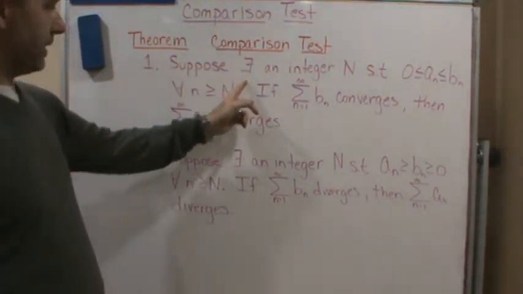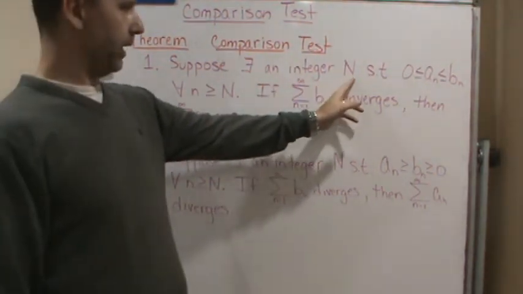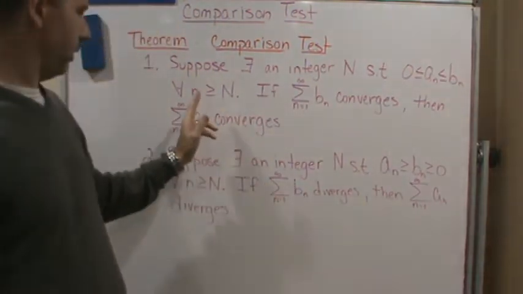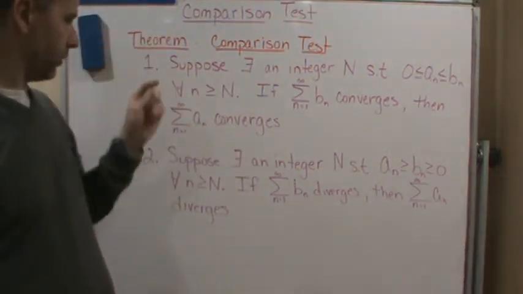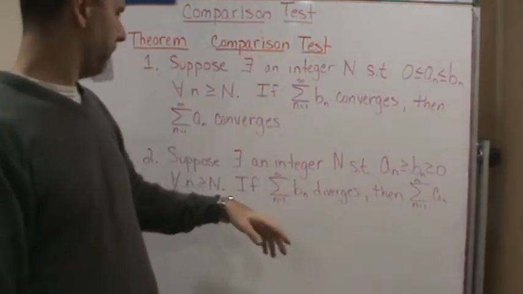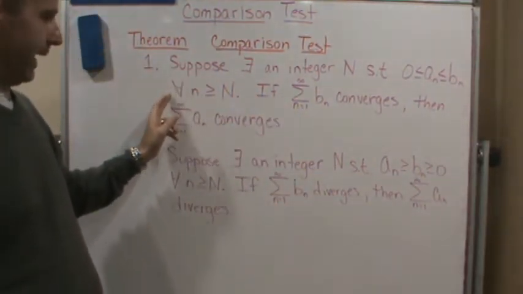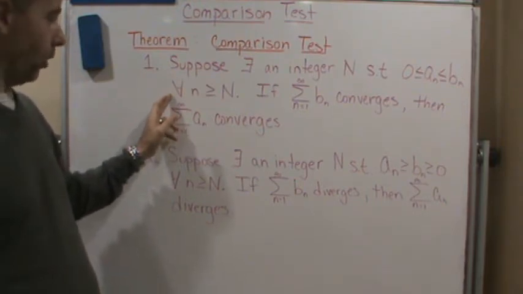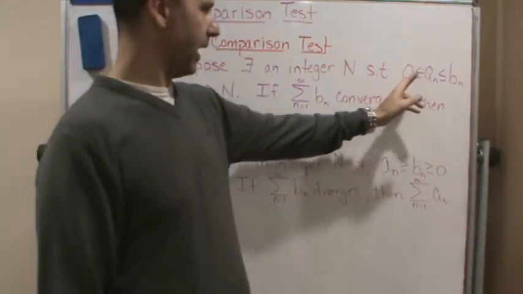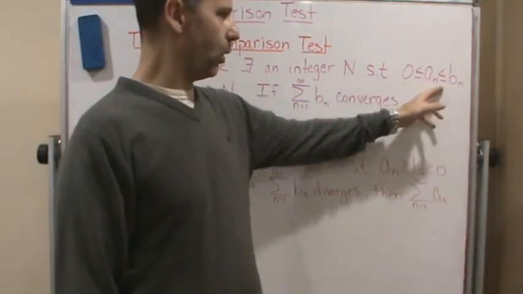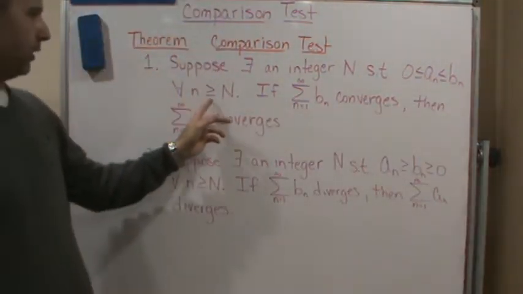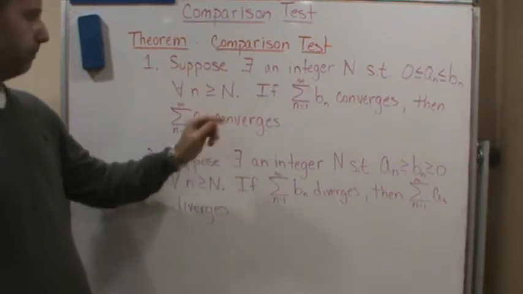One, suppose there exists an integer capital N such that this is always true for all n greater than or equal to N. Okay, so again, some symbolism. This means there exists. This upside down A is the symbol that we use for all, right? So it says suppose there exists an integer N such that this inequality holds for all of the nth terms for all n greater than or equal to capital N.